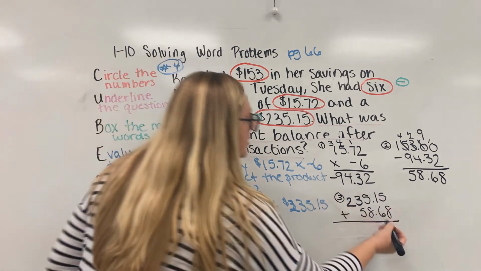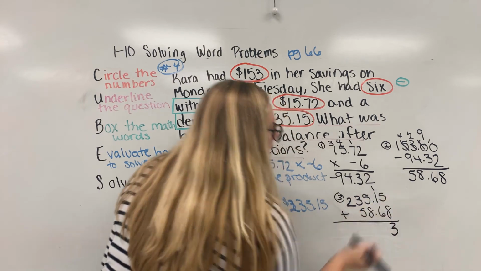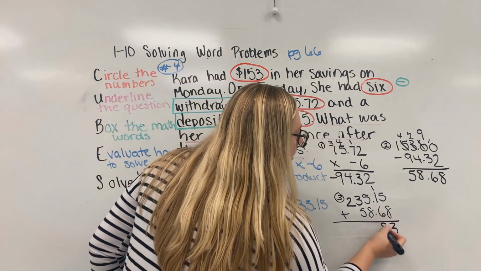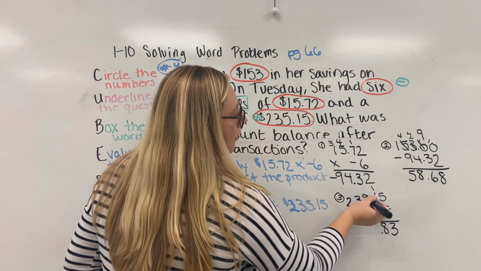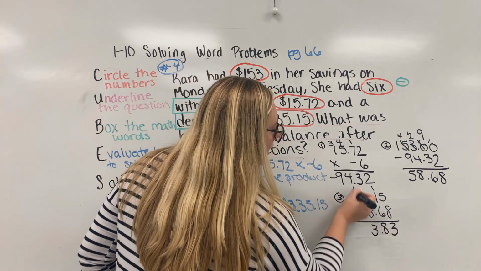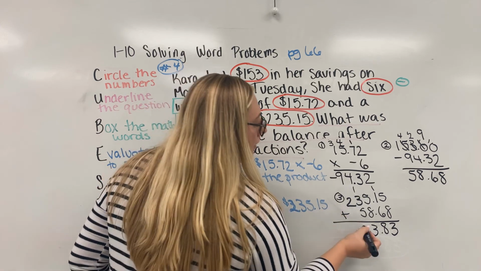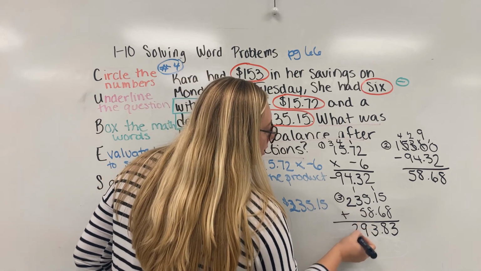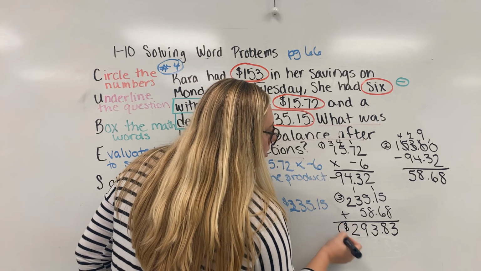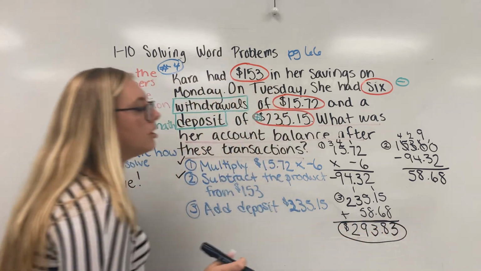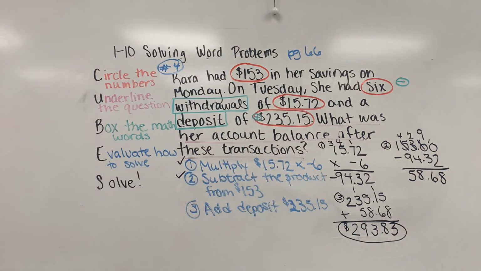So 5 plus 8 is going to leave us with 13. 1 plus 1 plus 6 is going to leave us with 8. 5 plus 8 will leave us with 13 again. 1 plus 3 is going to make 4. 4 plus 5 is going to leave us with 9. And then we'll bring down this 2. So the total amount of money Kara has in her savings after she makes all her deposits and her withdrawals is going to be $293.83.